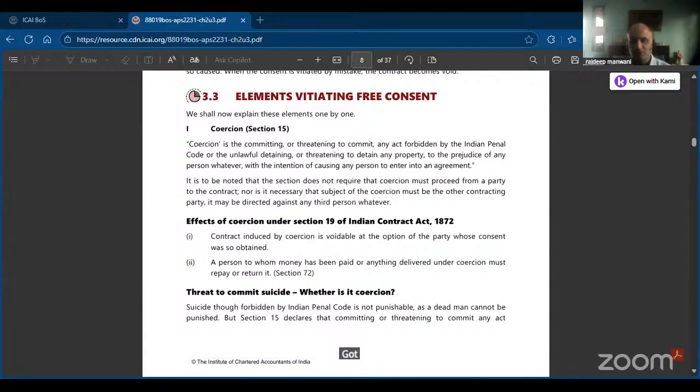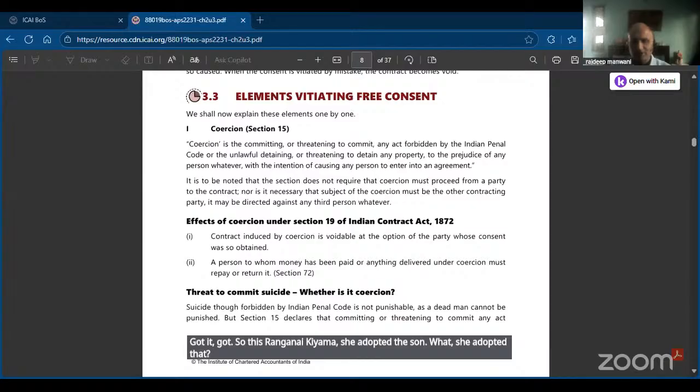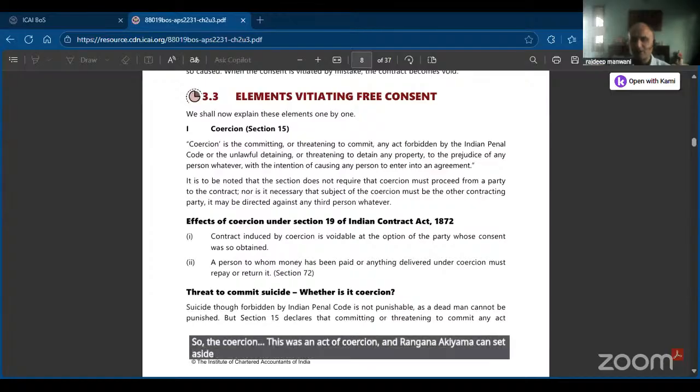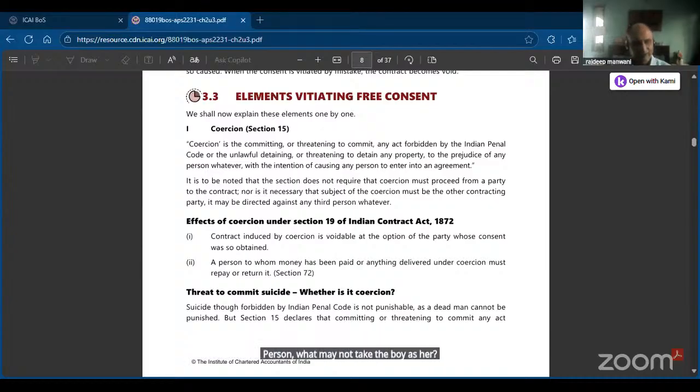So this Ranganayaki Amma, she adopted the son of the relatives. But after she did it, she filed in the court for setting aside of the adoption. She said this was a case of coercion. The court said yes, preventing you from giving the body of your near and dear ones is not allowed under section 256 of the Indian Penal Code. So this was an act of coercion, and Ranganayaki Amma can set aside the adoption. That means she need not take the boy as her son.